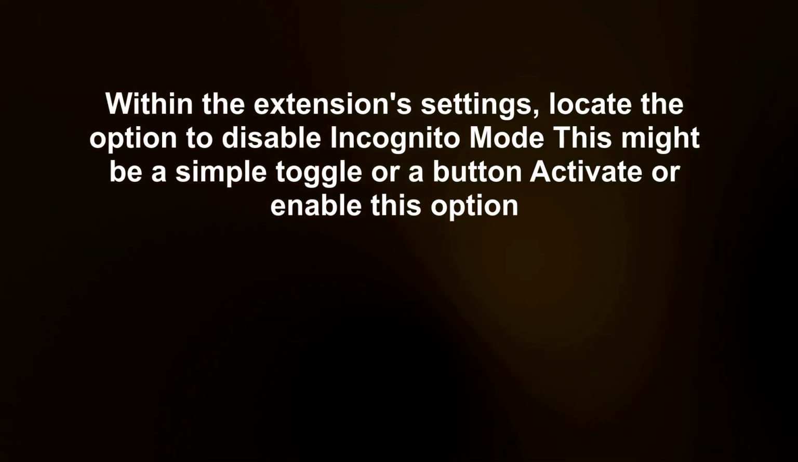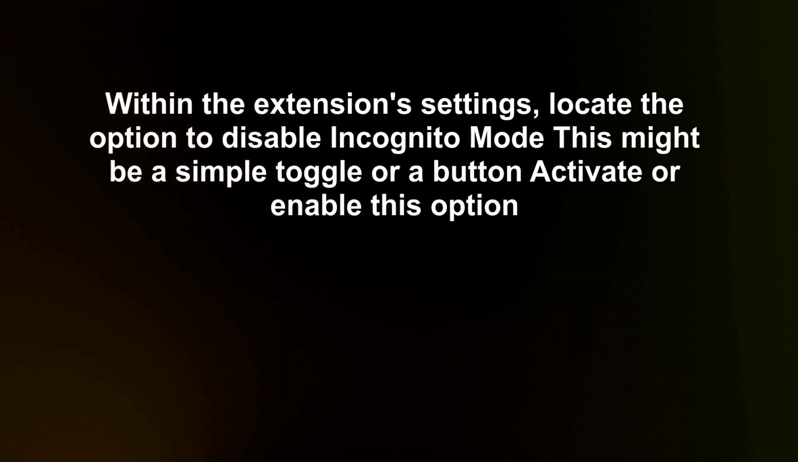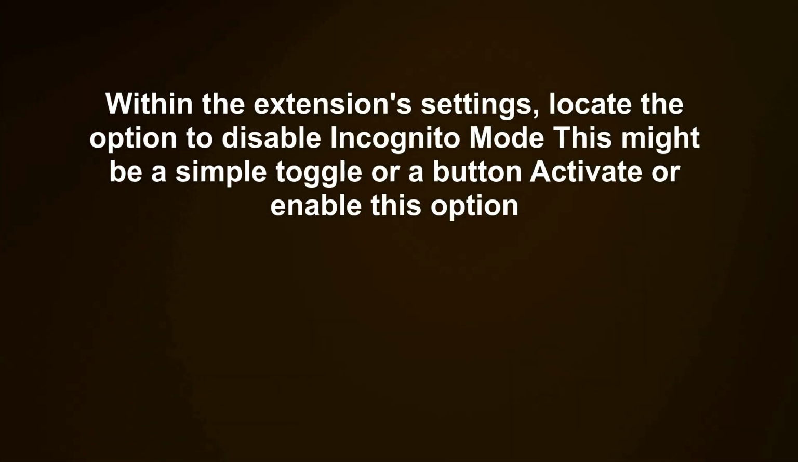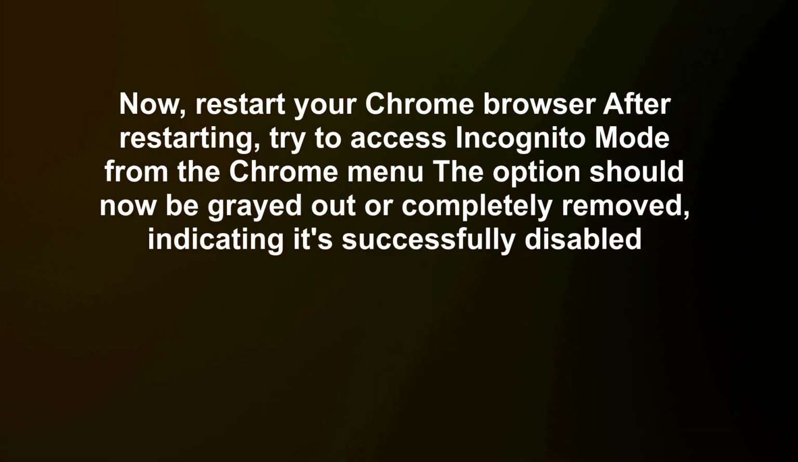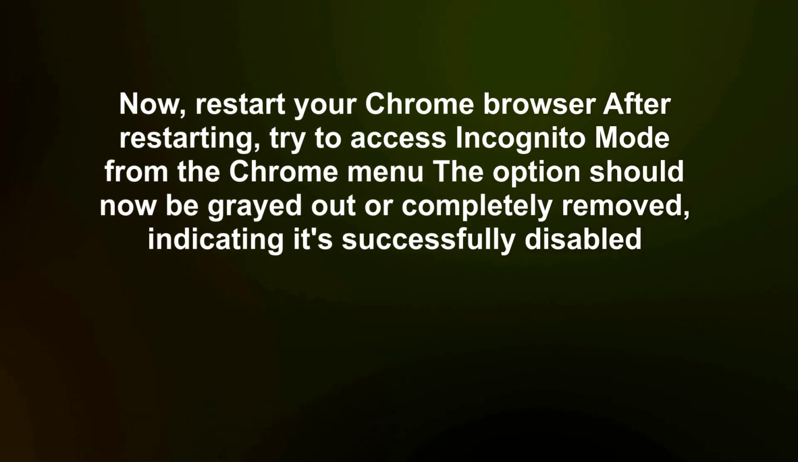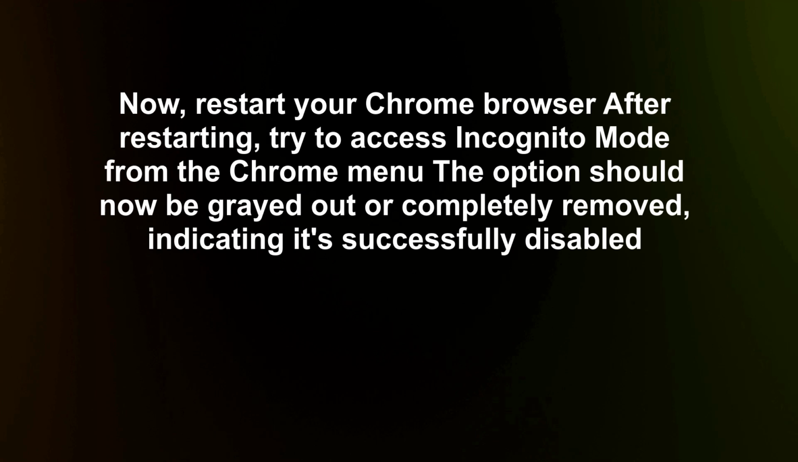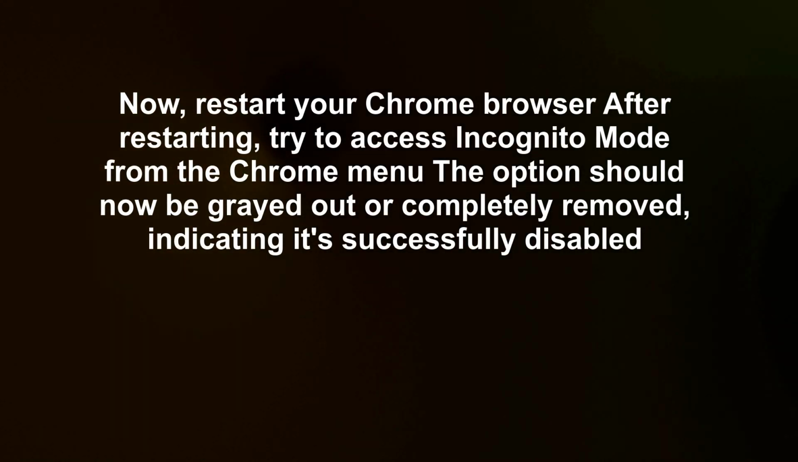Within the extension settings, locate the option to disable incognito mode. This might be a simple toggle or a button. Activate or enable this option. Now, restart your Chrome browser. After restarting, try to access incognito mode from the Chrome menu. The option should now be grayed out or completely removed, indicating it's successfully disabled.